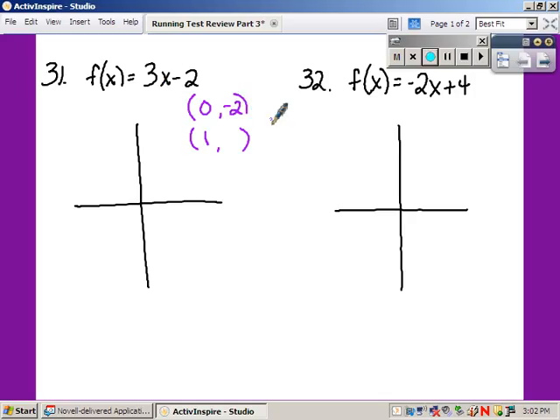And since I can't use 0 again, I use 1. And again, I put it in here for x. 3 times 1 is 3. 3 minus 2 is 1. So I have 2 points. That's enough. I'm going to go ahead and graph them. 0, negative 2 is over 0, down 2, over 1, and up 1. So all your lines.